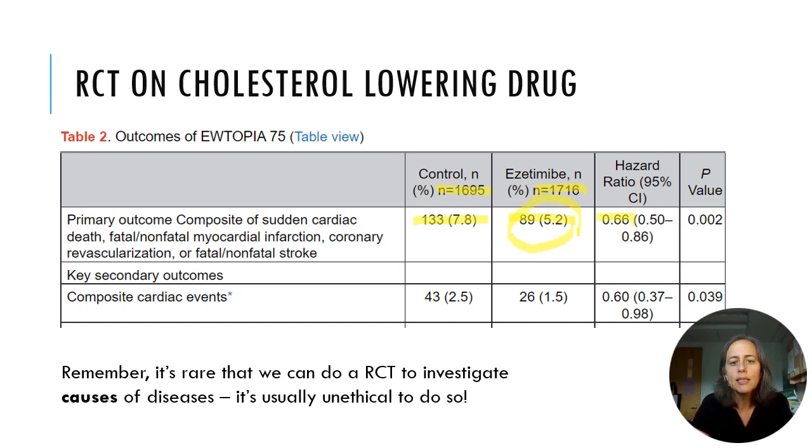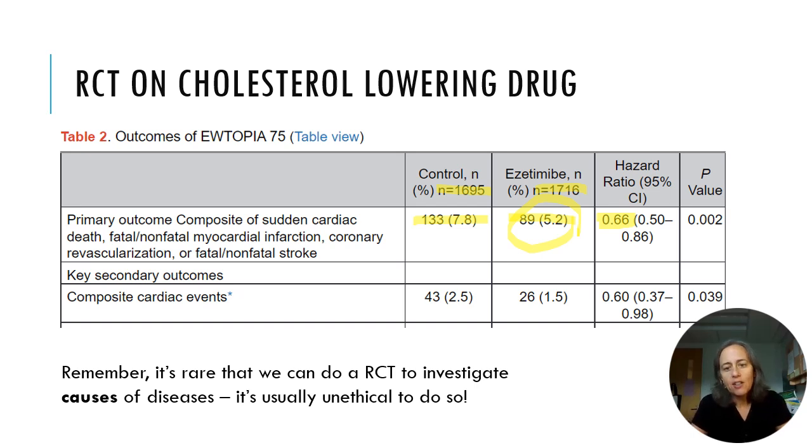It's 0.66. Now, they use the term hazard ratio here. It's basically the same thing. So that means that they were 34% less likely to get heart disease or stroke compared to the people who took the placebo or the sugar pill. So that's pretty powerful, actually. So that was really good.